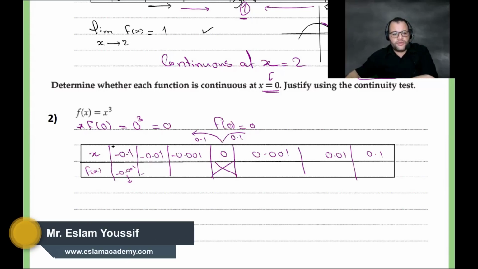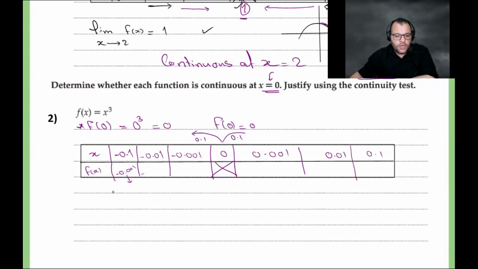You need to be close to 0. So 0.1 to the power 3 will be negative 0.001, or negative 1 over 1,000, which is negative 1 times 10 to the power negative 3. Then negative 1 times 10 to the power negative 6, then negative 1 times 10 to the power negative 9. For the right side, it will be 1 times 10 to the power negative 9, 1 times 10 to the power negative 6, and 1 times 10 to the power negative 3.